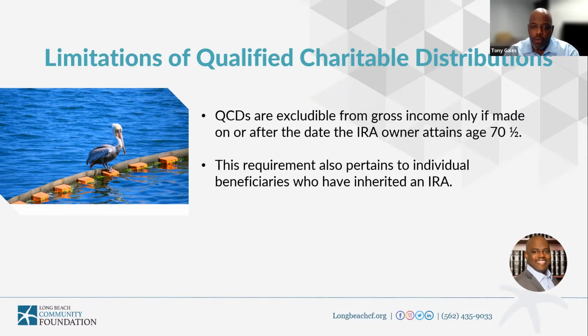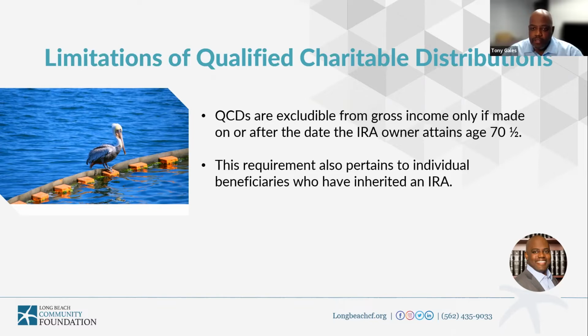Now, qualified charitable distributions are only excludable from gross income if made on or after the date the IRA owner attains age 70 and a half. And you may say, well, when else would I have an IRA distribution, or why does that even matter? Well, there are situations where individuals inherit IRA accounts from relatives or from another individual, and the recipient may be under the age of 70 and a half.